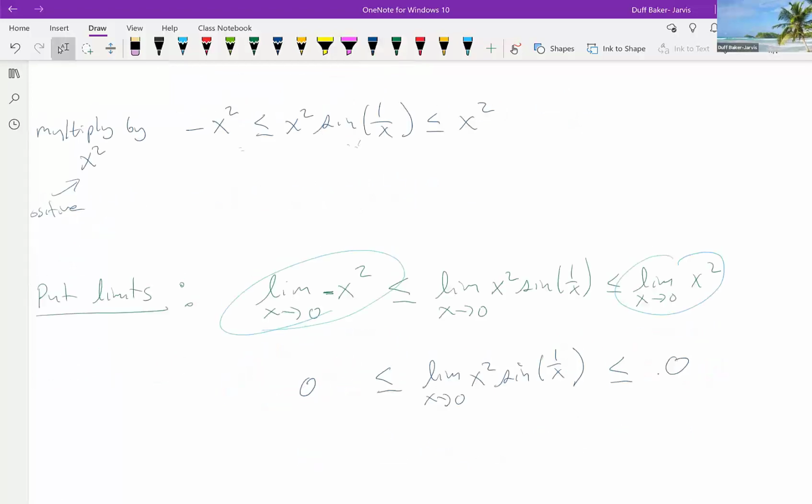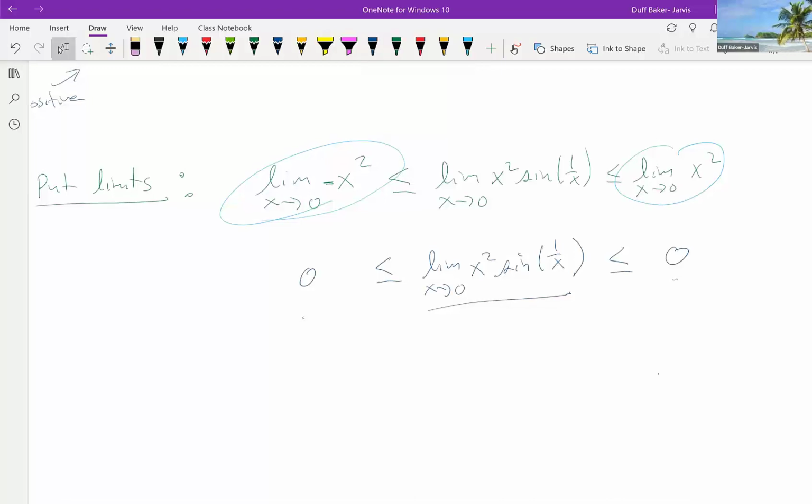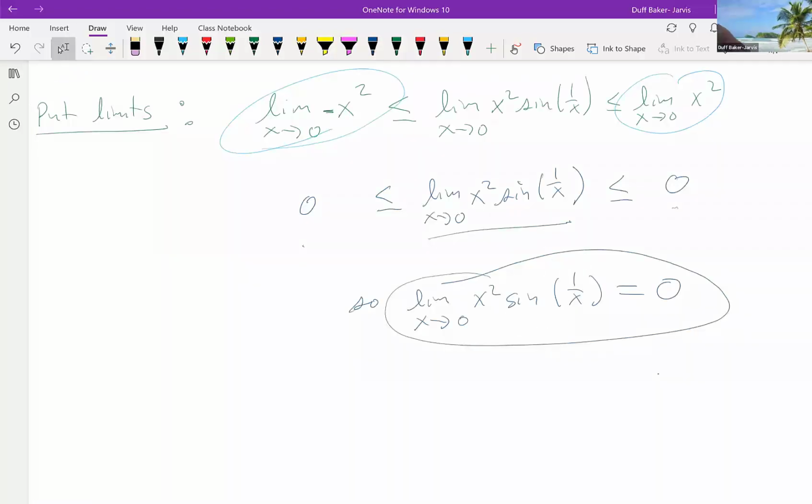And remember, when you apply a limit to a function, it's just a number. So if you know a number's at most 0, and the smallest it could ever be is 0, what does it have to be? If a number's between 0 and 0, what's its only option left? 0, yeah. Okay. So we can conclude from this that this limit is in fact 0. Okay, so this is an example of what's called the squeeze theorem.